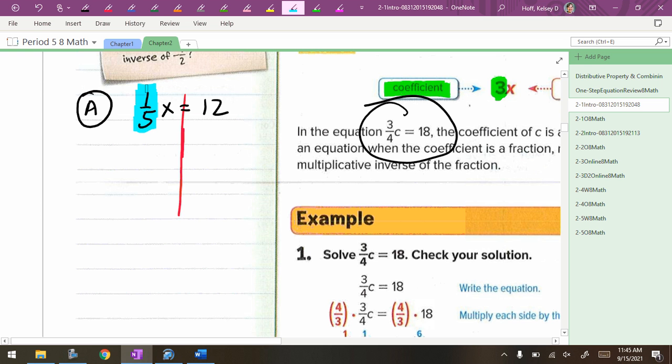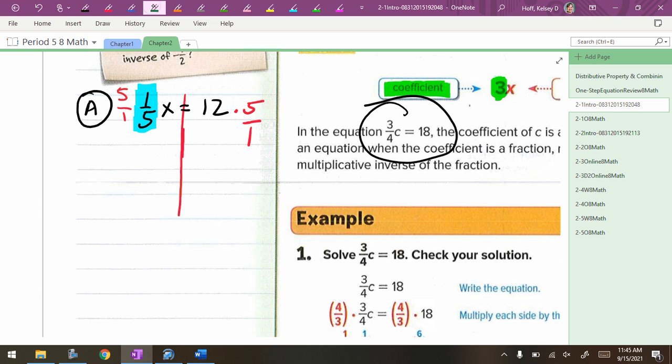Nicely done. As soon as you see a fraction, an alarm should go off in your head. Whoop, whoop, whoop, whoop. If I have a fraction coefficient, I need to multiply by the reciprocal. What's the reciprocal of 1/5? 5/1. I flip that fraction upside down. Whatever I do to one side, I have to do to the other. So I'm also going to multiply 12 by 5/1.